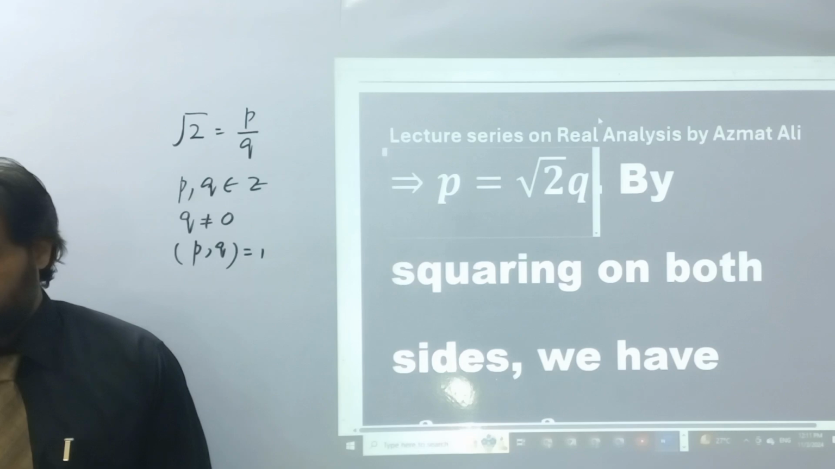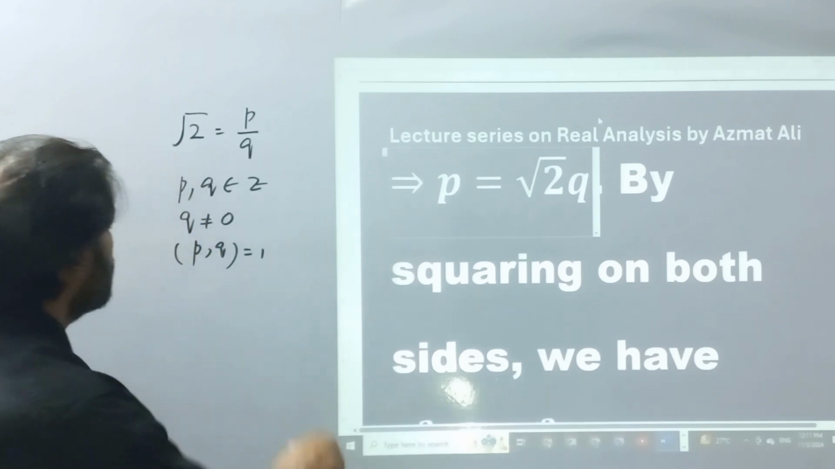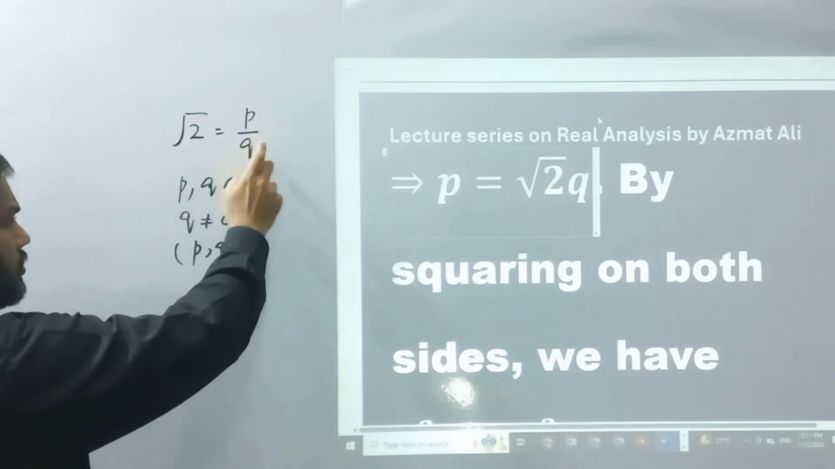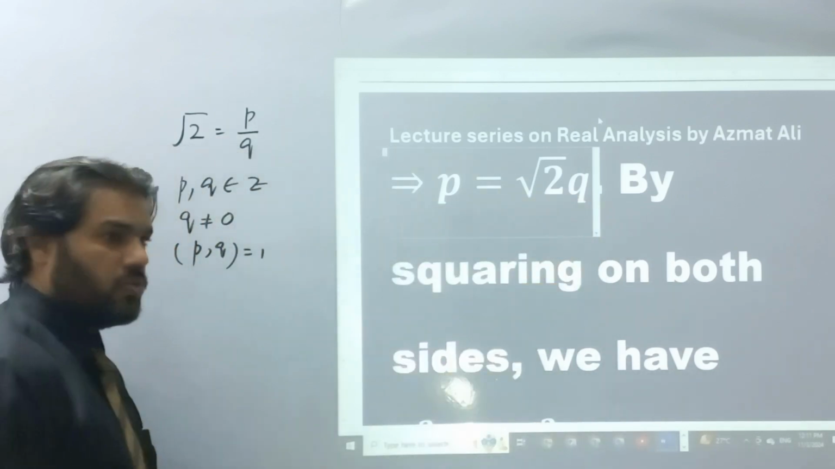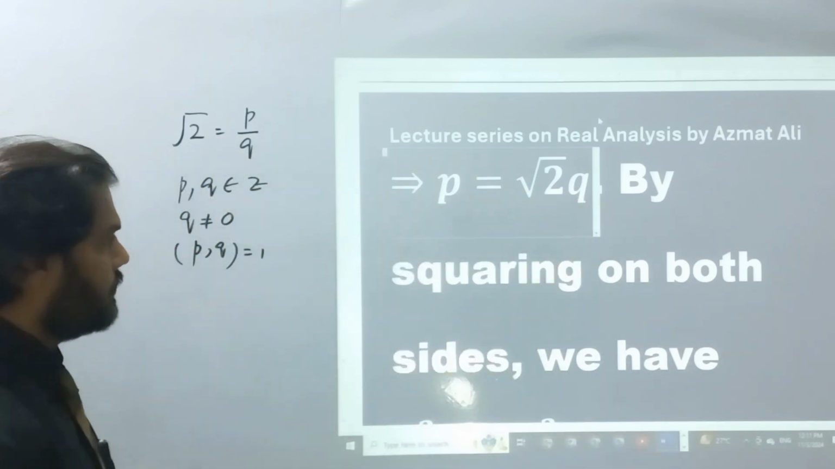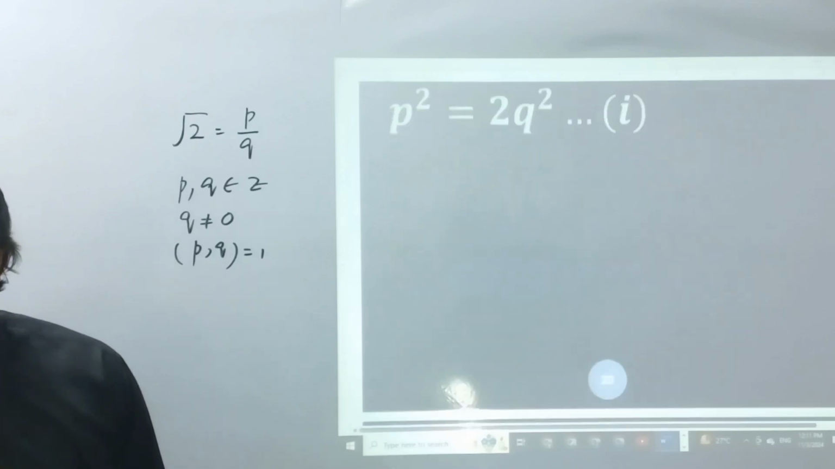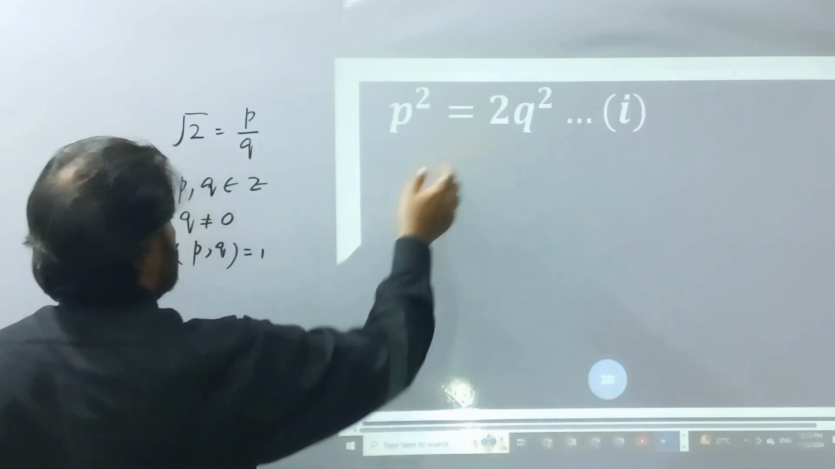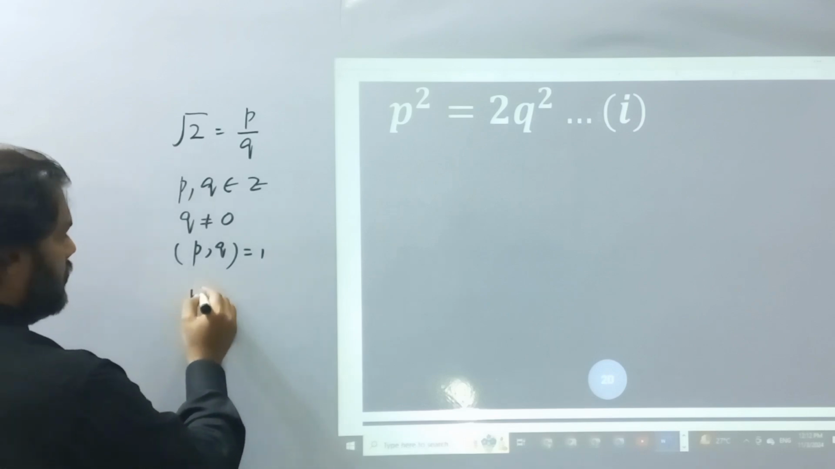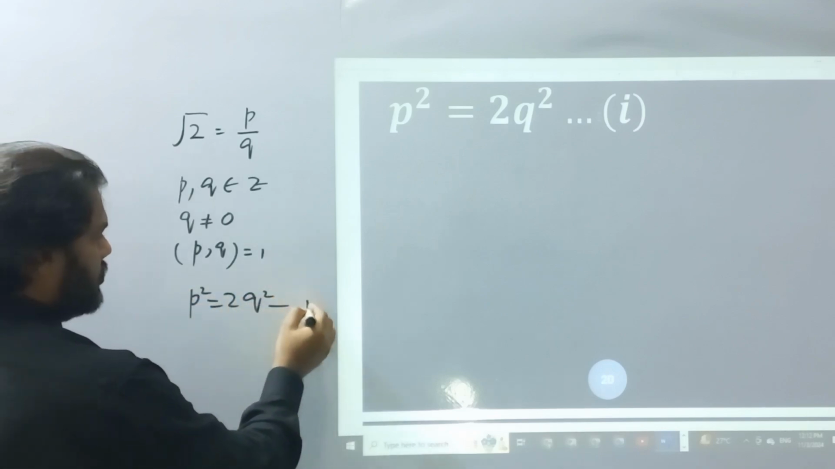So, as we suppose square root 2 is equal to p over q, this can be written as p is equal to square root 2 times q. By squaring both sides, we have p square is equal to 2q square. This is our equation number 1 that we will use.